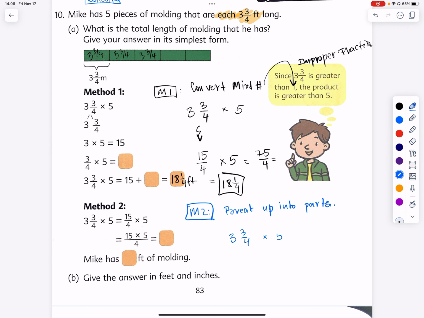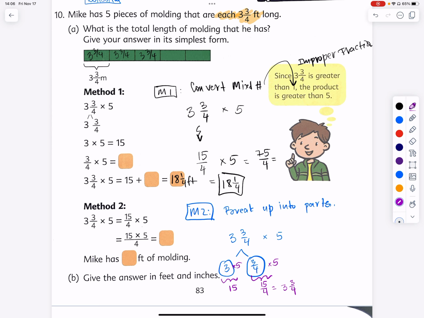Well, let's think of 3 3/4 as 2 parts. 3 is your whole number, and 3/4 is this fractional part. And let's do step by step. Let's multiply each part times 5. So 3 times 5 gives you 15, and 3/4 times 5, well, we just learned it, it's going to give you 15 quarters, which is the same as 3 and 3/4, okay?